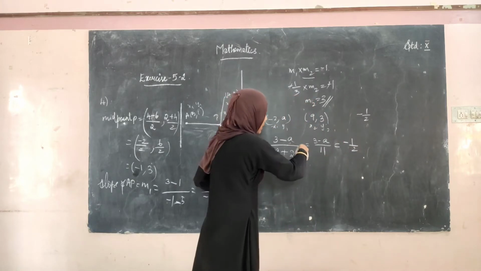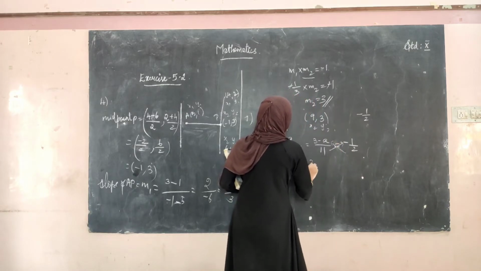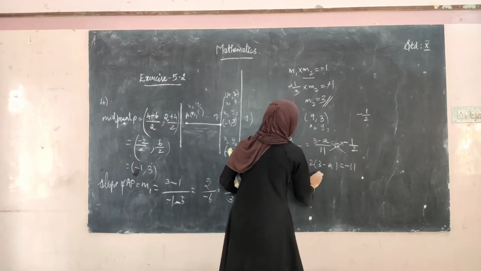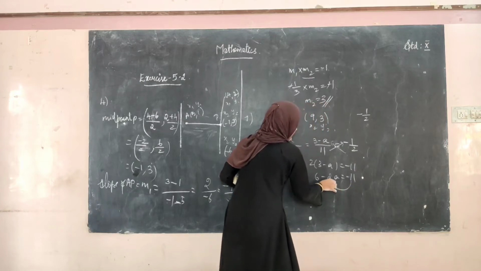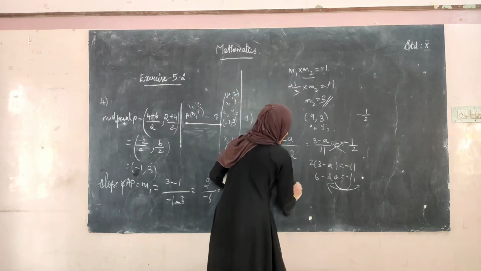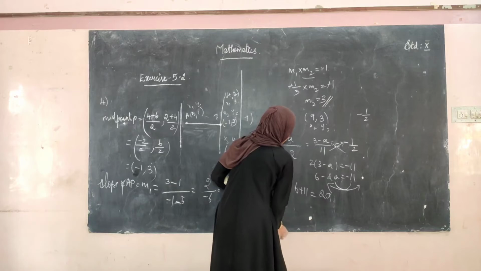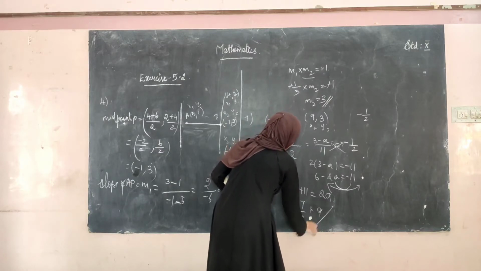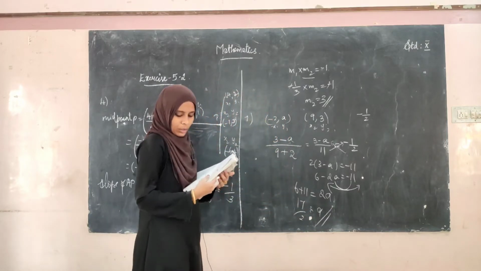Right. So if we cross multiply these two, what will we be getting? So 2 into (3 minus a) is equal to minus 11. It is 6 minus 2a equal to minus 11. Bring this side and bring this minus to this side. So what happens? It is 6 plus 11 equal to 2a, which is 17 divided by 2 equal to a. So a's value is 17 divided by 2.